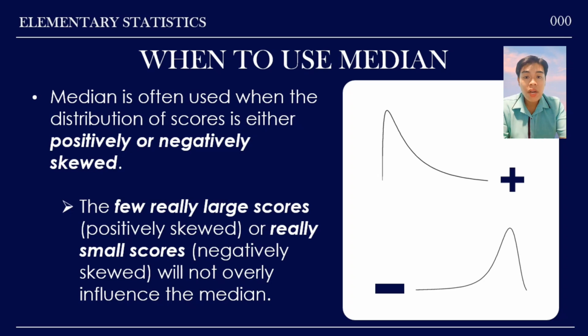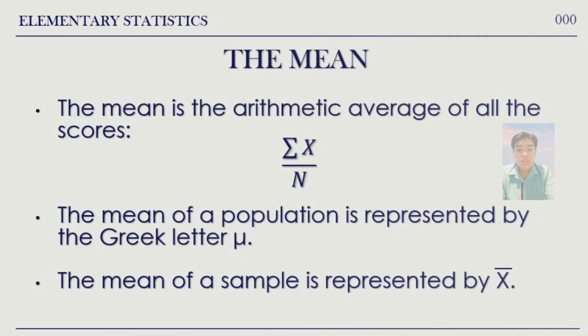On the other hand, the graph below shows that the tail of the distribution goes to the side of the negatives. So therefore, we can say that this is negatively skewed. This is just a way on how we can easily remember the positively skewed and negatively skewed graphs or distribution. So let us now talk about the mean.